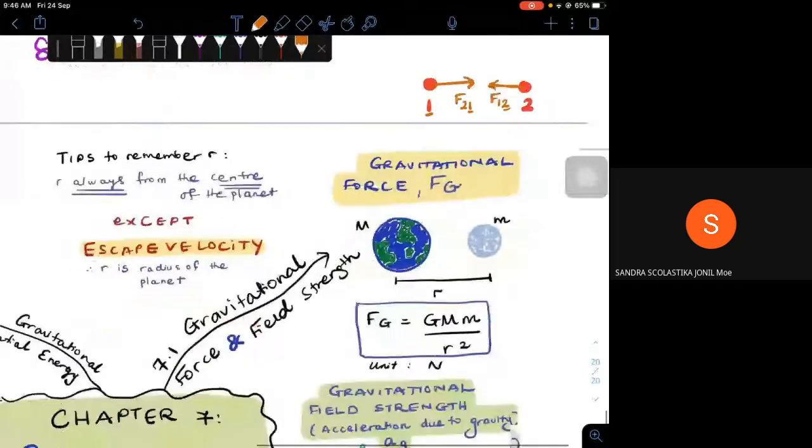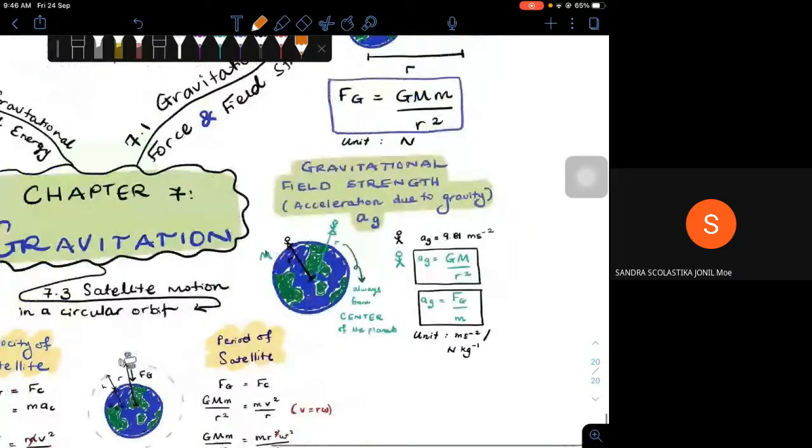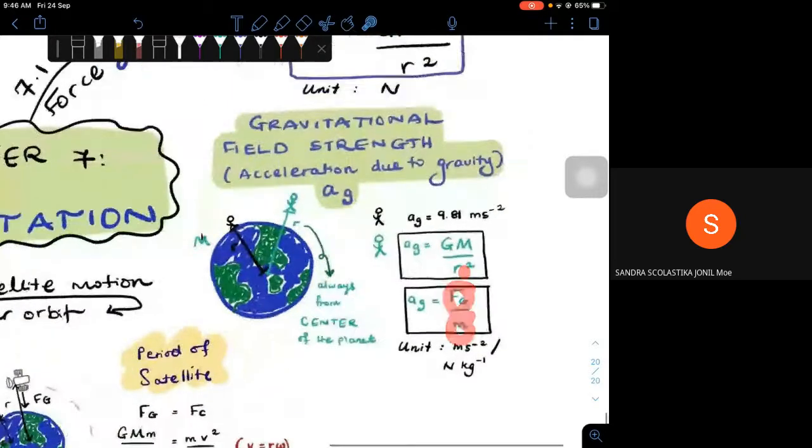And then kita belajar pasal gravitational field strength, iaitu gravitational acceleration. So formula dia Gm over r square. G adalah constant, M adalah mass of the planet, R always from the center. Tak kisahlah kamu kat sini ke, kat sini ke. Ataupun kalau dia tak kasih R, dia kasih nilai force dengan mass. Mass kat sini adalah mass kecil, merujuk pada mass objek tu, bukannya mass of the planet. Unit dia ms^-2.